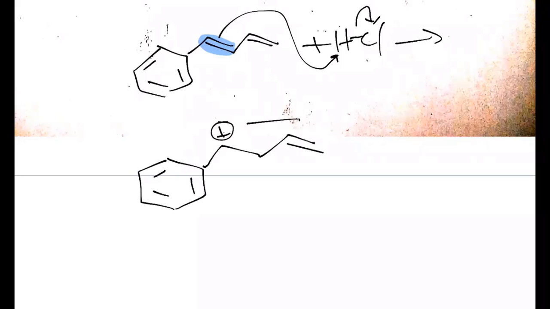So you can have plus charge. Right, so that's one intermediate. And then what would the intermediate look like if I use this alkene?